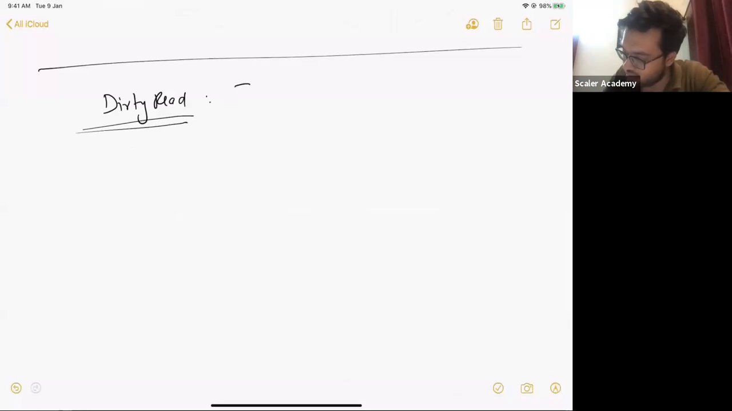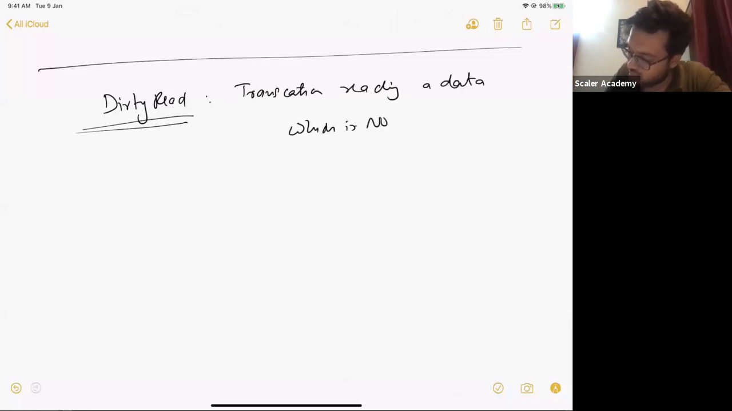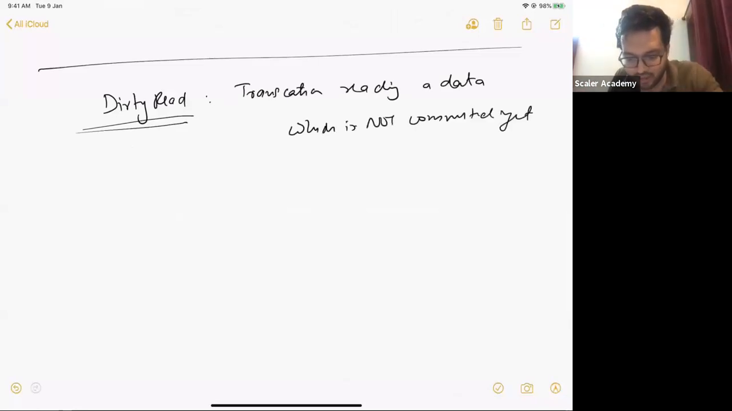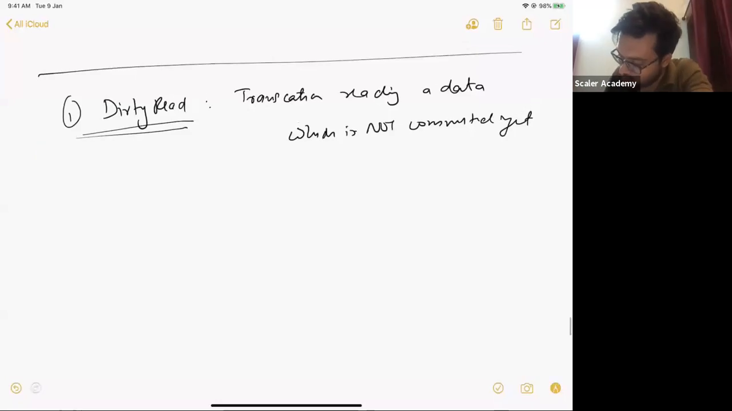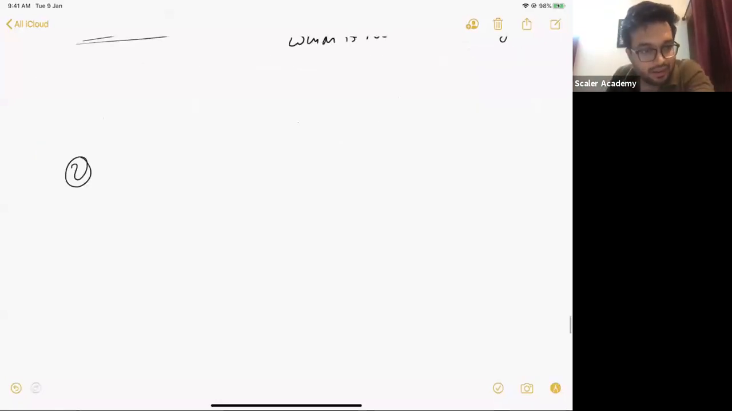A transaction reading data which is not committed yet. Is the definition clear? Do I need to explain it? I need not, this is very, very simple. Exactly, Sankalp, we are going to come to that. So this is the first phenomena. The second phenomena is called non-repeatable read.